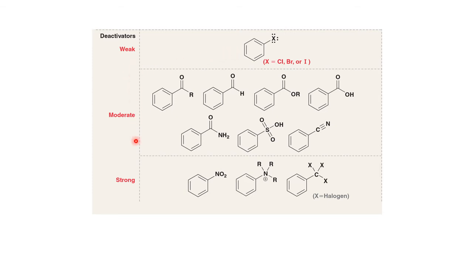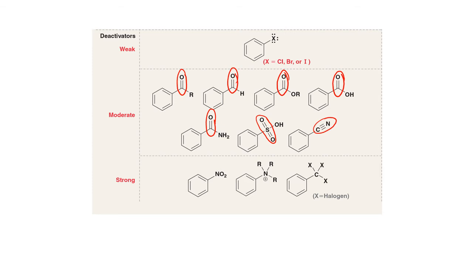Our moderate deactivators all have resonance capabilities. So you'll notice that attached to the benzene ring, we have a carbonyl. In all of these examples, we also have resonance capabilities with the sulfur that's double bound to oxygen. And then a carbon that is triple bound to nitrogen is also capable of resonance. So those are all considered our moderate deactivators.